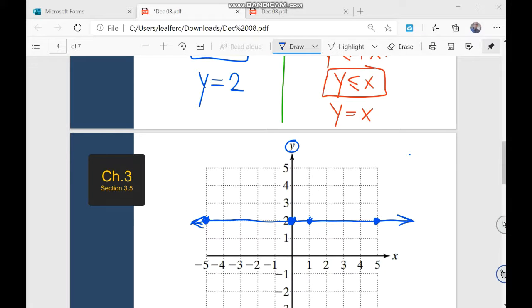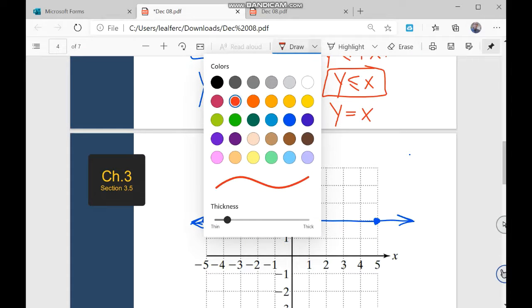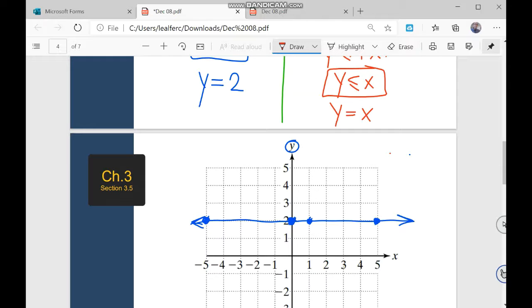Next line that we will graph, y equals x, and this is a good one. This is a line that you have to remember. If x equals 1, y equals 1. If x equals 2, y equals 2. If x equals 3, y equals 3. X equals 4, y equals 4. That means this line, y equals x, is pretty much this one.